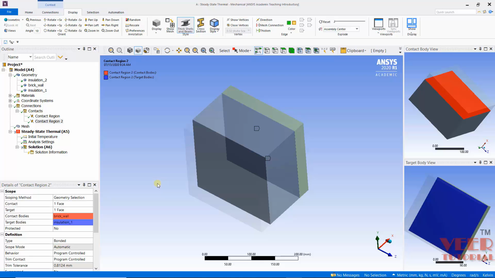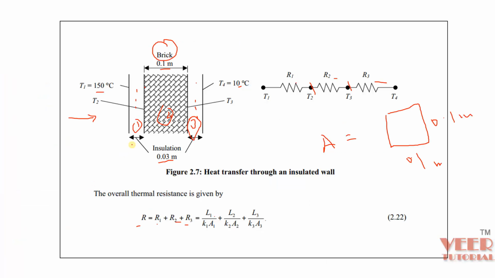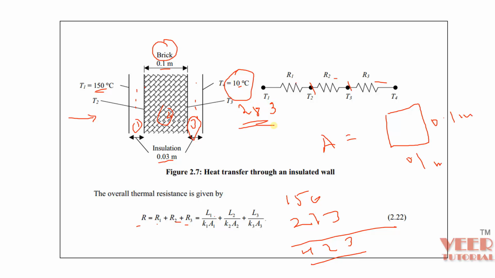So let's go to the problem first. See, the temperature of this outside wall is 150 degree. Now we need to convert this degree to Kelvin. So we need to add 273 to this. Okay, so this will turn out to be 423. Similarly, we need to add 273 to this, so this will be 283. Because we are working with Kelvin, so we need to change the units.